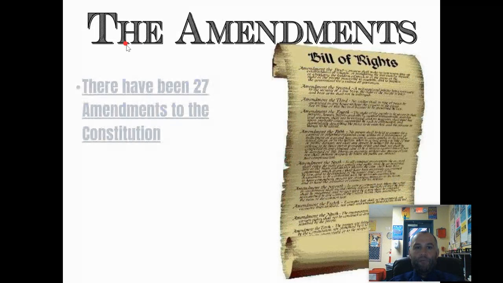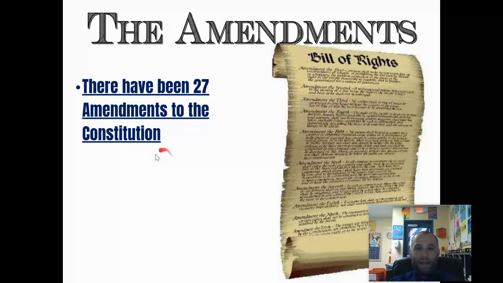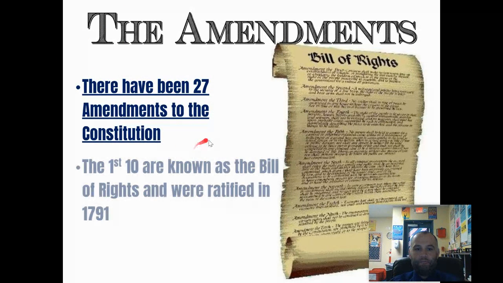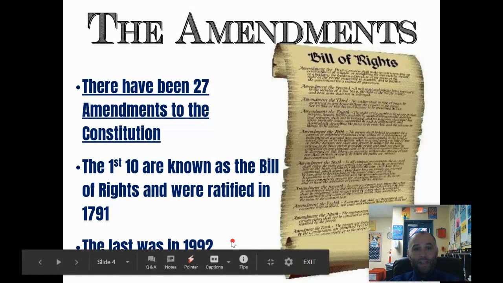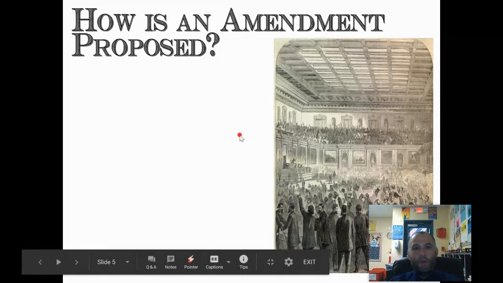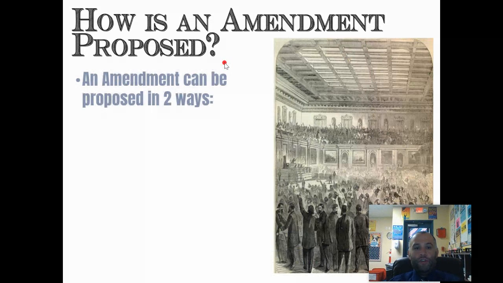Okay, so what is the process? There are 27 amendments that have been added to the Constitution. We talked about that. The first 10 are known as the Bill of Rights, which we learned about a couple weeks ago. The last one was added almost 30 years ago, in 1992, and that was dealing with pay raises for congressmen.